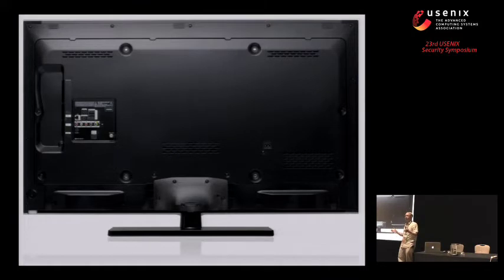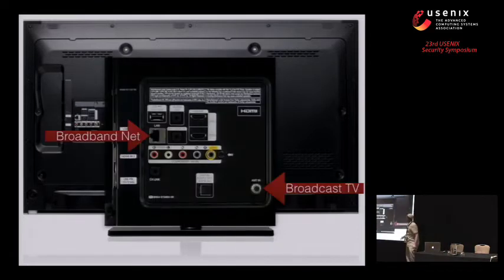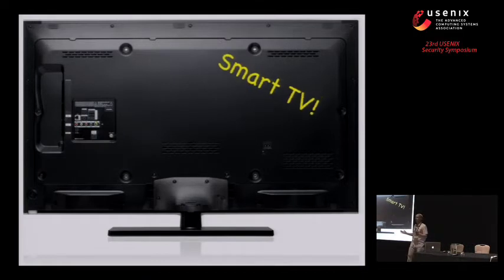So a couple of years ago, a genius engineer at Sanyo had a great idea. Why don't we make a television which connects to the internet? I mean, it's a computer anyway, right? So why don't we just connect it to the internet? So it was. An extra jack was added, an internet jack, and thus was born the smart TV.